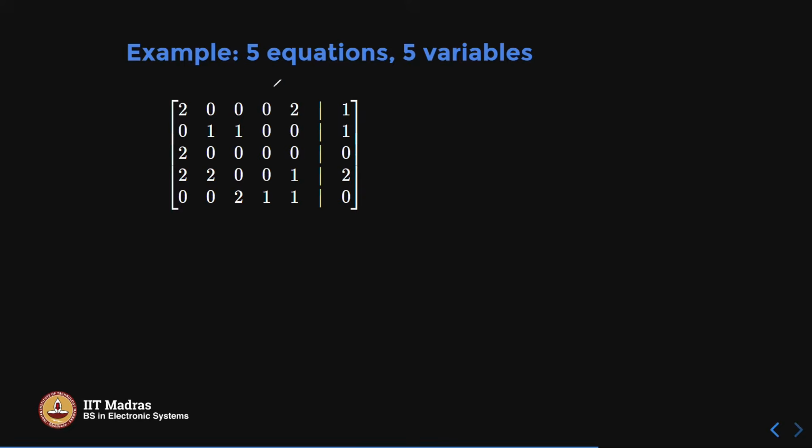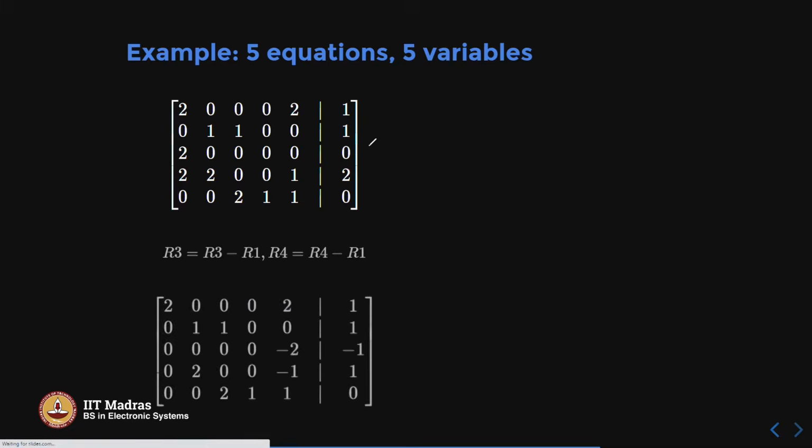Now how do I start the elimination process? I first start with the 1,1 location. I see that the pivot here is non-zero. If it were 0, I might have to do some swapping, but this is already non-zero, so no swapping is required. Everything below the pivot has to be made 0. That is the process of elimination.